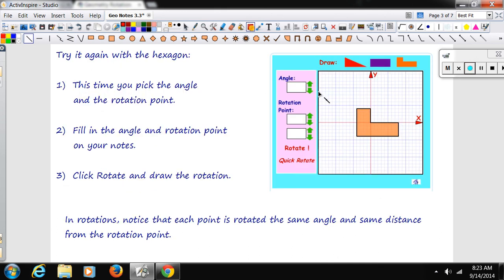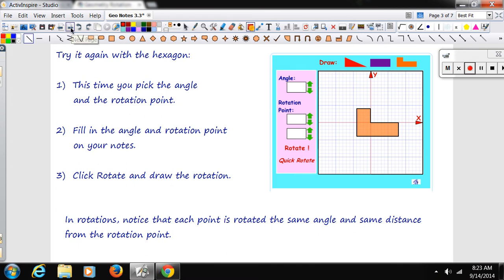The second one, I do want you to click on this shape here, the orange shape. Put in any angle you want and any point of rotation that you want. You can put the origin 0, 0 if you want, but don't put a 0-degree angle. That's cheating because that's not going to rotate and it's going to be the same. Don't put 360, because then it's going to go all the way around and be the exact same shape again. So put in a different angle so you can draw a different figure and see the rotation. Then you can see that each point is rotated the same angle and the same distance from the rotation point.